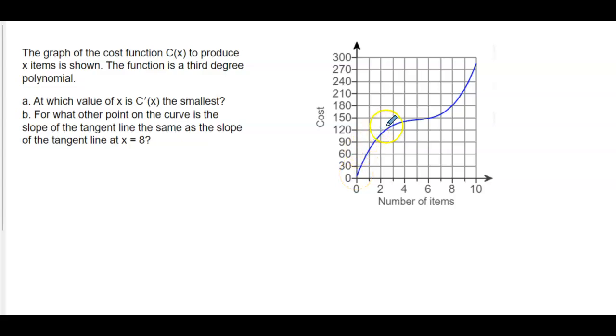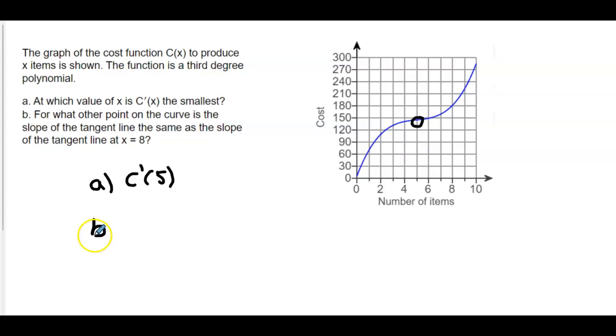So throughout the entirety of this interval, it looks like the slope is positive. However, right about x equals 5 is where it seems to reach close to a 0. Perhaps not perfectly flat, but certainly the least steep. So the answer to part A should be at the x value of 5, the derivative is the smallest.